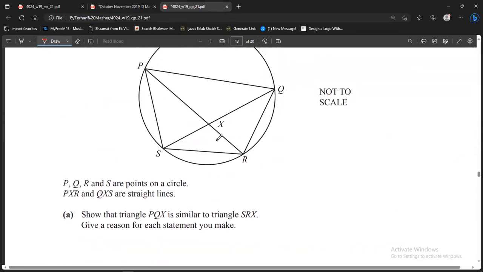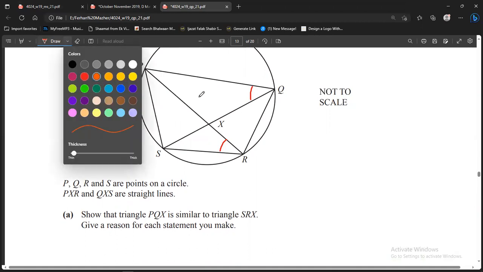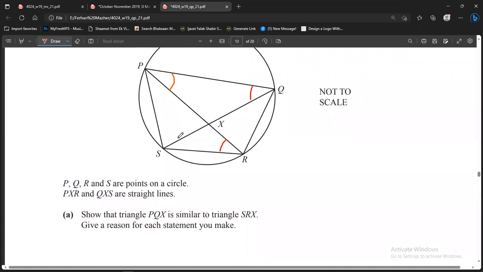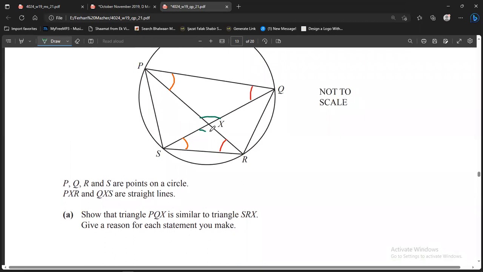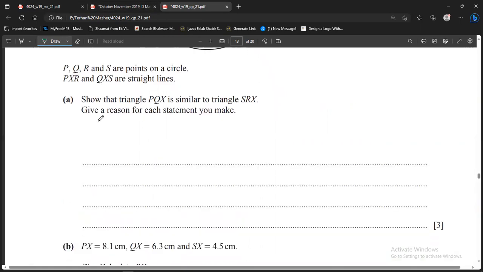Can you see this angle and this angle? They will be the same because they are angles in the same segment. Now, this angle and this angle will be the same because they are angles in the same segment. Now, this angle and this angle will be the same because they are vertically opposite angles. So both these triangles are similar to each other according to the angle similarity test. This is how you will write this answer.